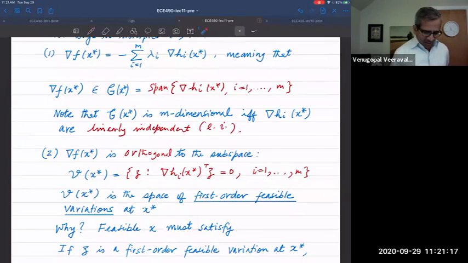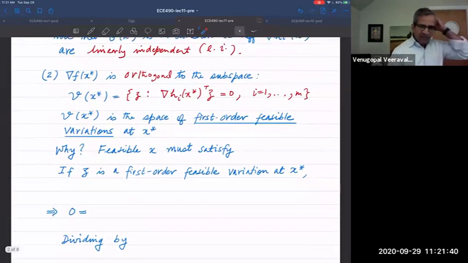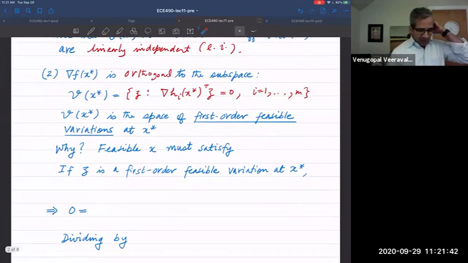Okay, so there are two ways to interpret it: either the gradient of f at x star is in the span of the gradients of the hi, or it's orthogonal to this V of x star subspace. But there's another way to interpret V of x star. V of x star is the space of first order feasible variations at x star.